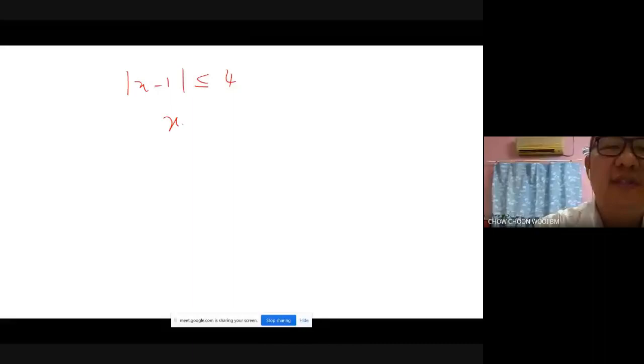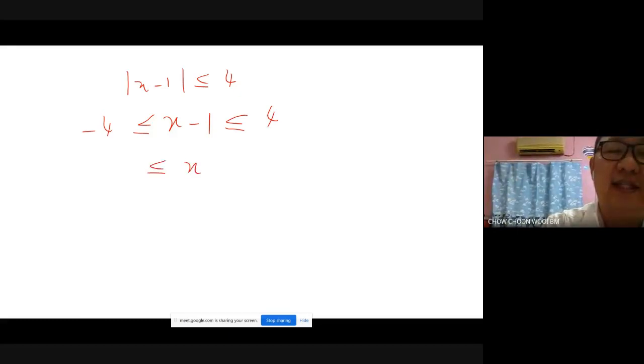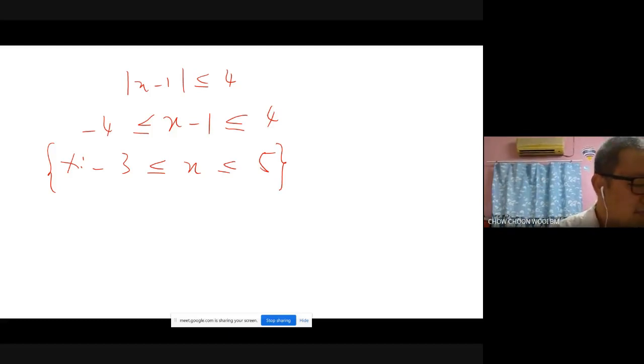So as usual, x minus 1 is between negative 4 and 4. So since this is the linear inequality, right now, x greater or equals to negative 4 plus 1, negative 3. 4 plus 1, 5, right? Tulis macam tu ya. Guna formula keempat. Betul, tepat. Diana, bagus.